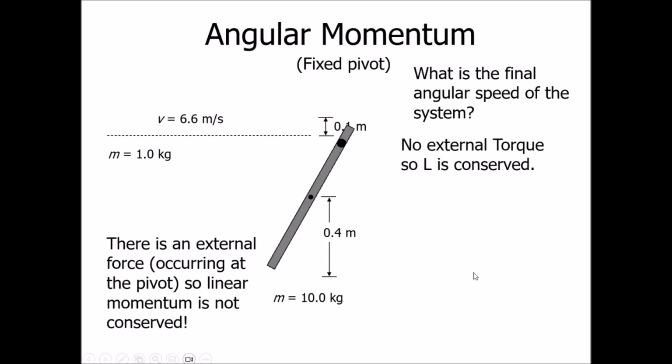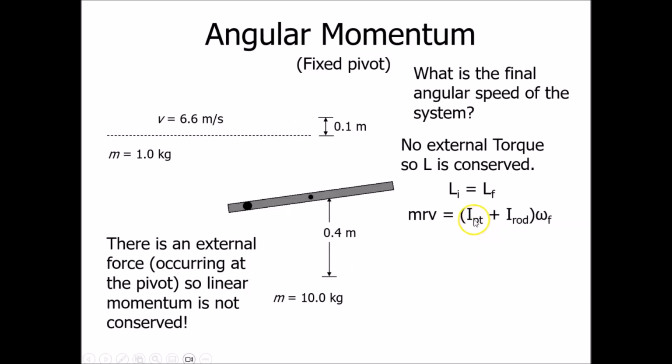But there's no external torque, so the L would be conserved. So there is a force at the pivot point, but the distance between that force and the pivot point is 0, so there's no external torque on this system of the clay ball and the rod. So angular momentum must be conserved. So that means Li must be equal to Lf.